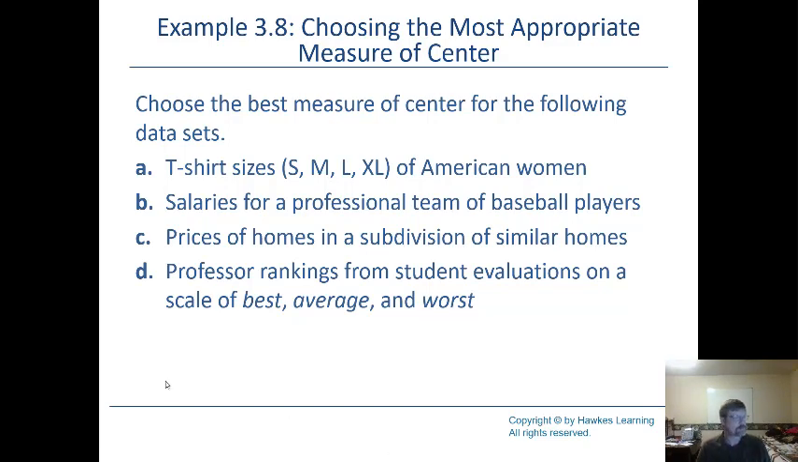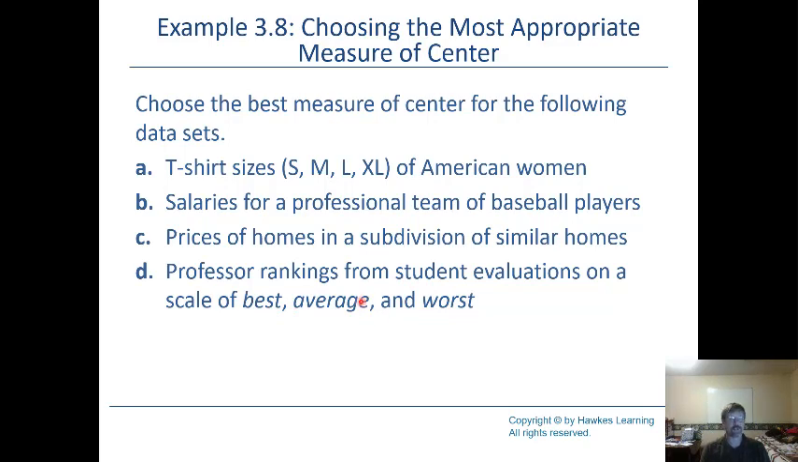Okay, so we have a few example data sets here. T-shirt sizes: small, medium, large, extra large. This would be an example of qualitative data. So based on our discussion we just had, what would the appropriate measure of center be for that? Salaries for a professional team of baseball players. Again, what would be the appropriate measure for that? Prices of homes in a subdivision with similar homes. Professor rankings from student evaluations on a scale of best, average, and worst.